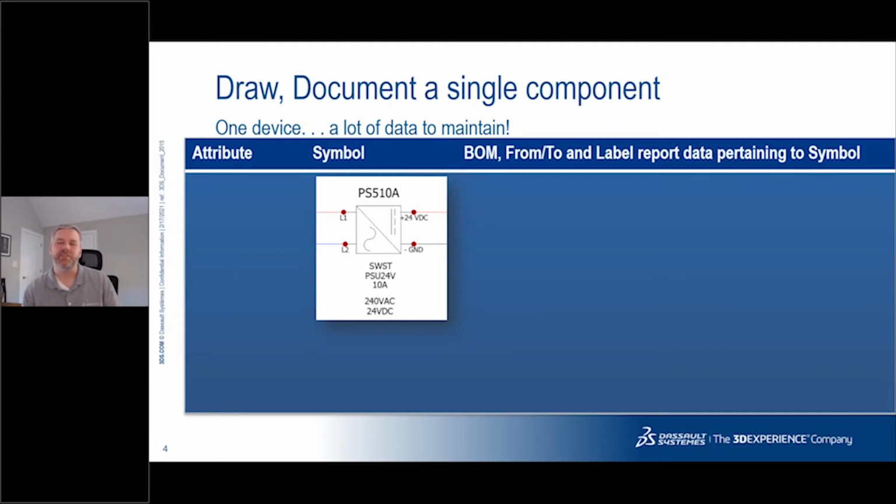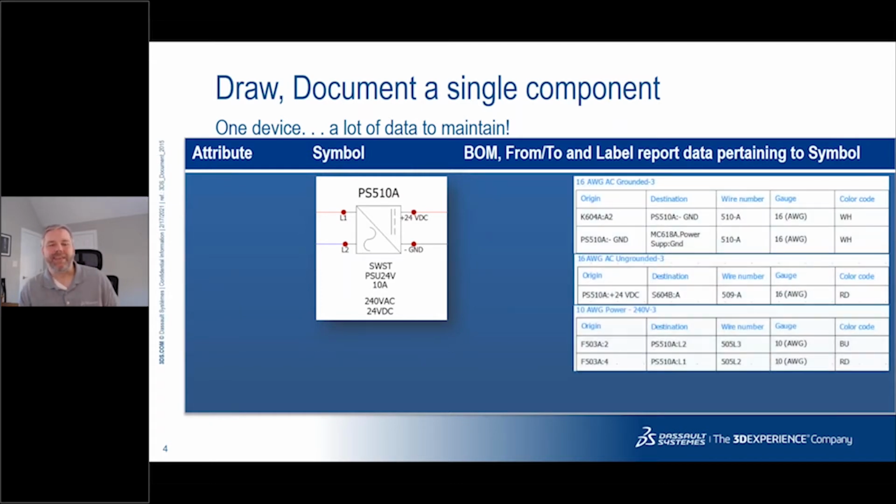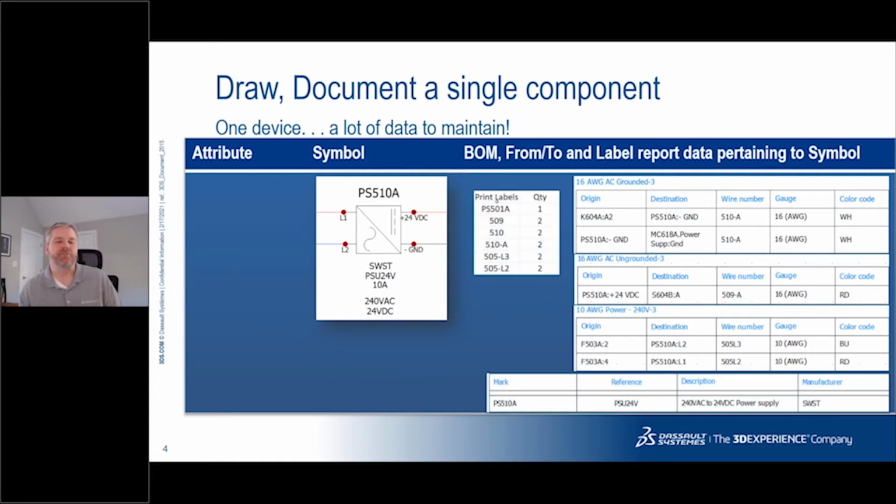So what we need to do is get out our text box tool and add about 10 attributes around this to fully define it. Tell me who the manufacturer is, what the part number is, what the voltage in and out are, all those kinds of steps that are things that I need to keep up with. And then that's only getting me done with the drawing process.